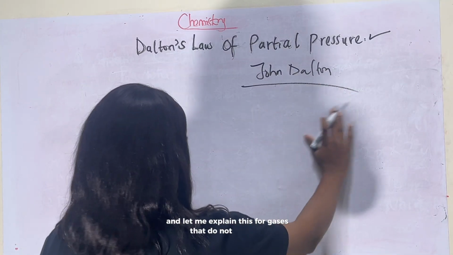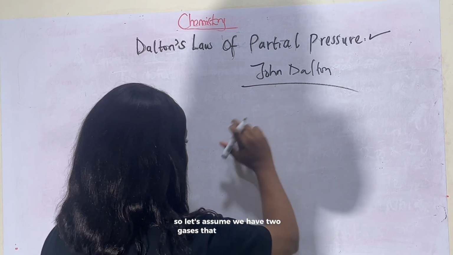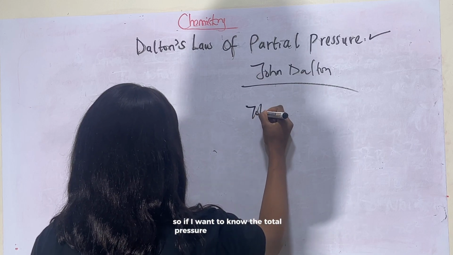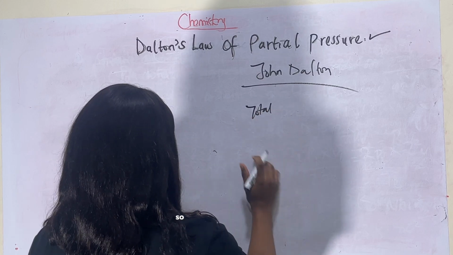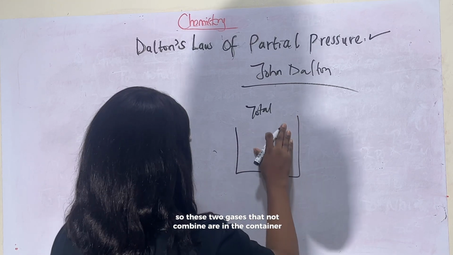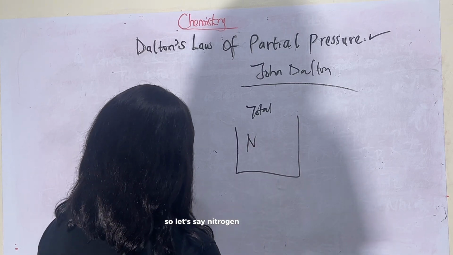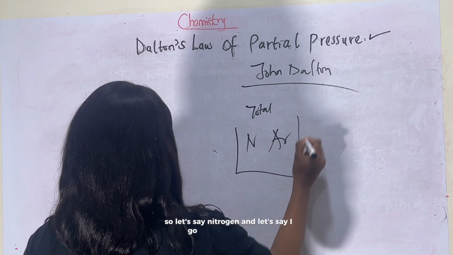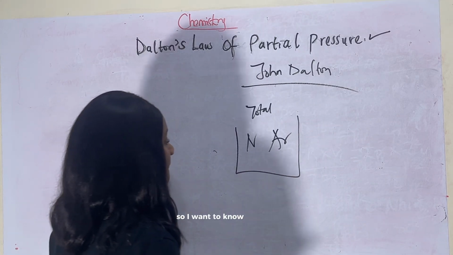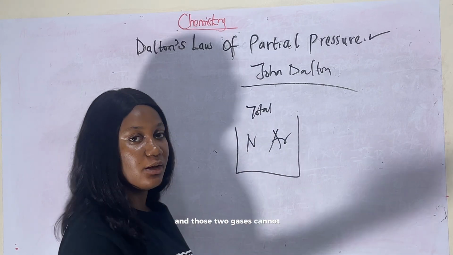For gases that do not combine, let's assume we have two gases that cannot combine. So if I want to know the total pressure of the whole gas, these two gases that do not combine are in a container. All right, so let's say nitrogen and argon in a container, right? I want to know the total pressure of the gases in this container, and those two gases cannot combine.